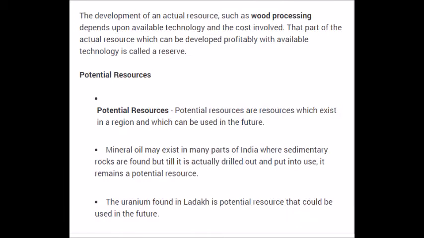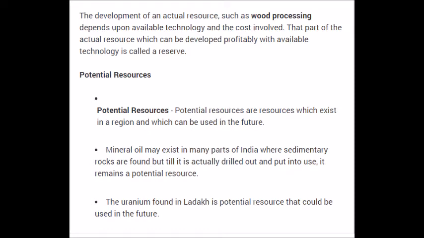The development of an actual resource, such as wood processing, depends upon available technology and the cost involved. That part of the actual resource which can be developed profitably with available technology is called a reserve. Potential resources are resources which exist in a region and which can be used in the future.